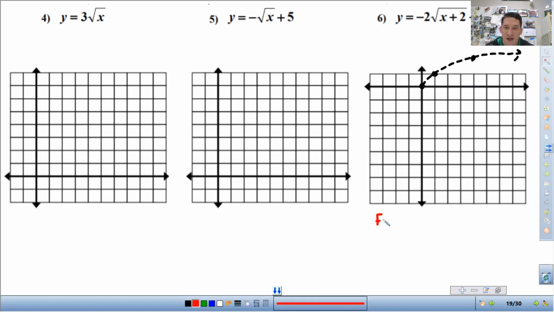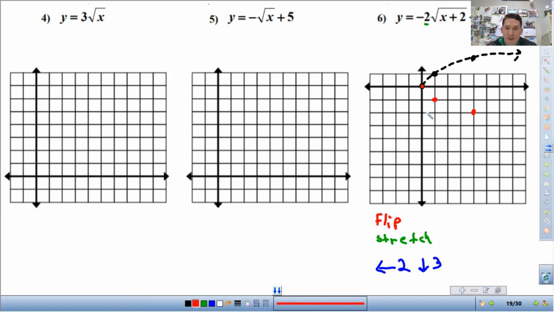So first, the negative flips it. The 2 here, that's going to be a stretch by a factor of 2. And then +2 is left 2. -3 is down 3. So a lot going on with this one. So I'm going to do the flip first. The flip, the 0, 0 stays here. Since this is 1 above the x-axis, when I flip it, the new point is 1 below. 2 above, 2 below. All right.